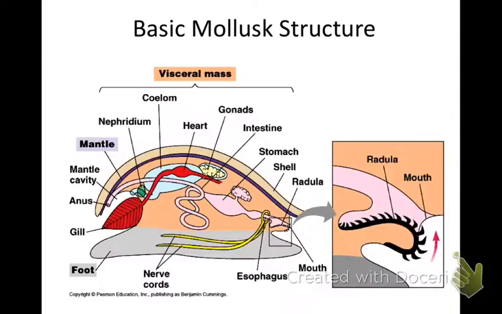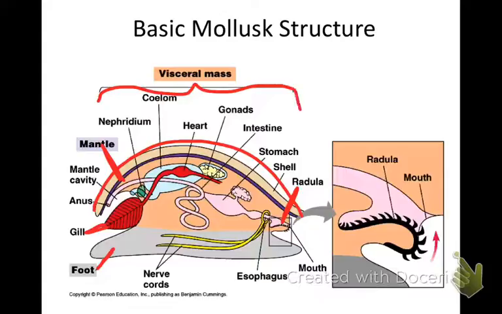Basic mollusk structure: mantle, outside tissue, again, radula. They're going to have nerve cords. That foot is going to be for movement. This is an aquatic mollusk, you can tell. Inside this whole thing is the visceral mass. This is what it holds, all of these lovely things: your stomach, your intestine, your gonads, your heart, your nerve cells.